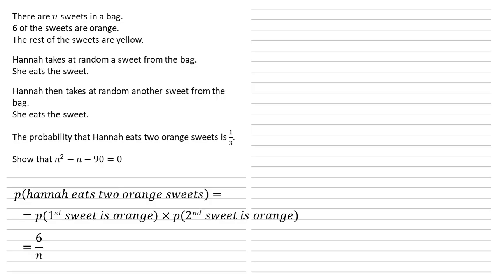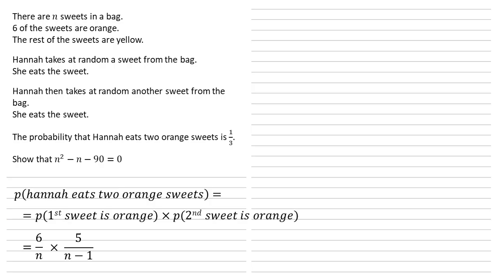For the second sweet, what's important now is that she's eaten the first sweet. She hasn't put it back, so that changes our numbers. There are now only going to be 5 orange sweets left. We started with 6, she's eaten 1. And there were n sweets originally, but again, because she's eaten 1, that's dropped by a number. So there are going to be 5 over n minus 1 for our probability.